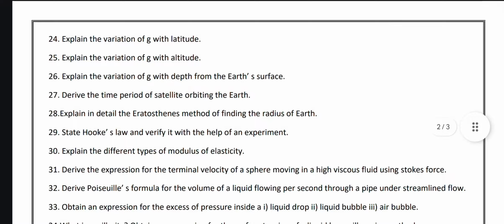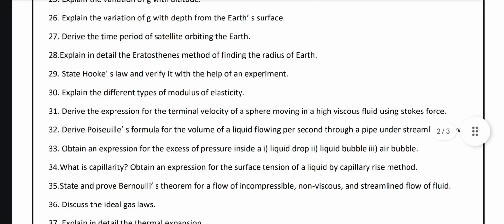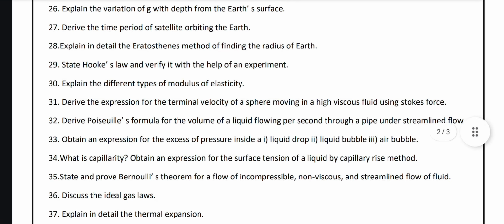29th, state Hooke's law and verify it with the help of an experiment. 30th, explain the different types of modulus of elasticity. 31st, derive the expression for the terminal velocity of a sphere moving in a viscous fluid using Stokes force. 32nd, derive the Poiseuille formula for the volume of liquid flowing per second through a pipe under streamlined flow.